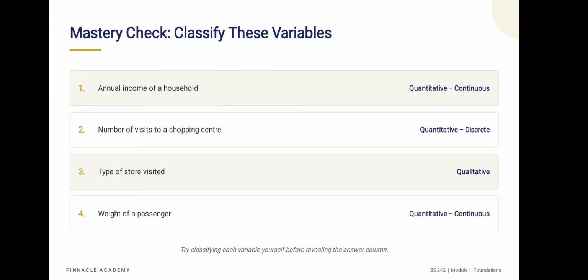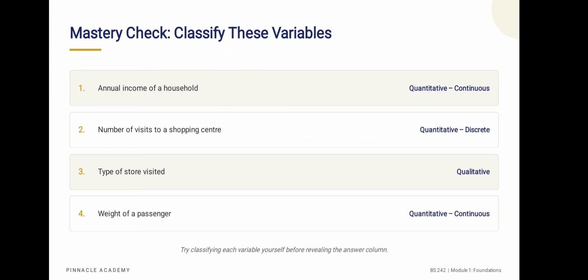Then the type of store visited. This is qualitative. Whether someone visited a supermarket, a boutique, or a hardware store, we are dealing with labels and categories, not numbers that carry mathematical meaning. And we have the weight of a passenger. This one is quantitative and continuous for exactly the same reason as income. Weight is obtained through measurement on a scale, and it can take any value within a range, including decimals. Okay? So that's how we do that.